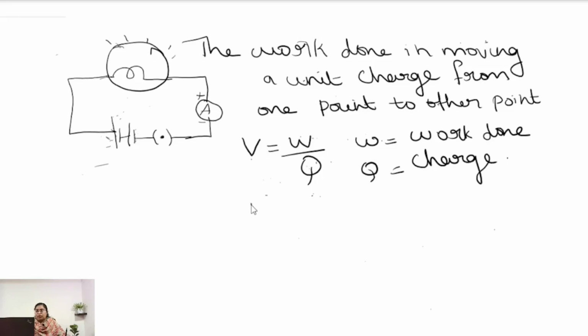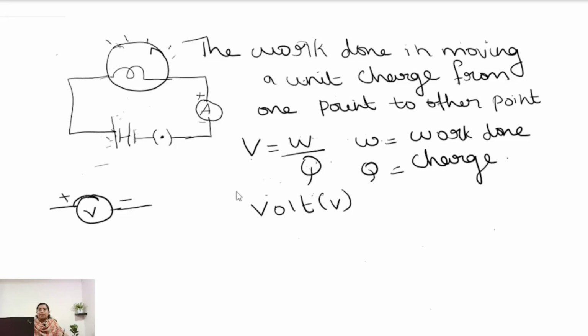The SI unit of voltage is volt, denoted by letter V. Next we have to see the instrument used to measure this voltage. The instrument used to measure voltage is a voltmeter. The circuit symbol of a voltmeter is this one. The voltmeter is always connected in parallel in the circuit.